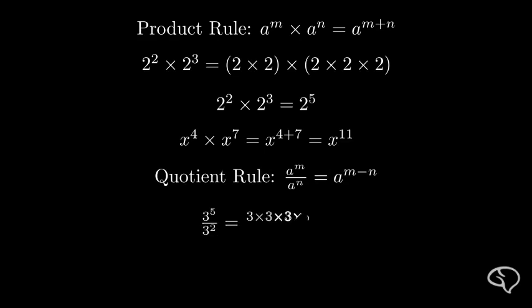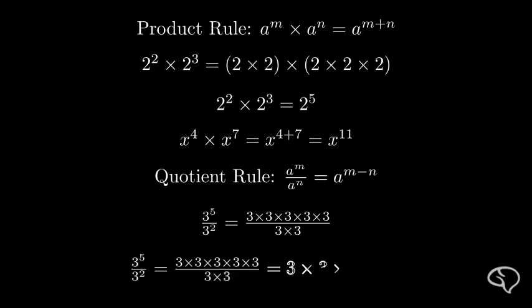In the numerator, we have 5 3's. In the denominator, we have 2 3's. Just like with regular fractions, we can cancel out common factors from the top and bottom. We can cancel 2 3's from the numerator and 2 3's from the denominator. We are left with 3 3's in the numerator, which is 3 cubed. Notice that 3 is the result of subtracting the exponents, 5 minus 2. This confirms the quotient rule.